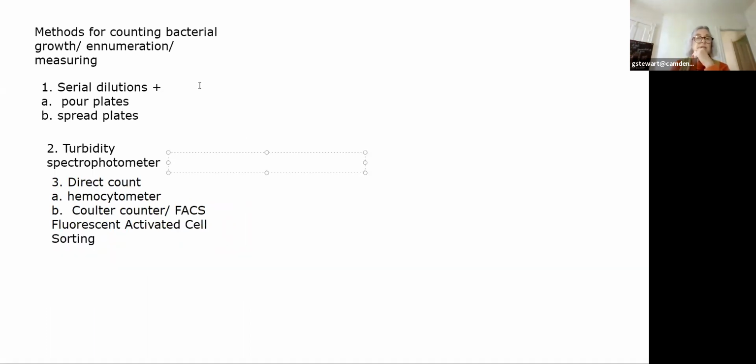All right, so let's start with serial dilutions and pour plates. I think I'll probably go back to the chalkboard for this actually, because I'm going to have a hard time drawing this with my right hand. So I'm going to stop that share and go back over here, erase.